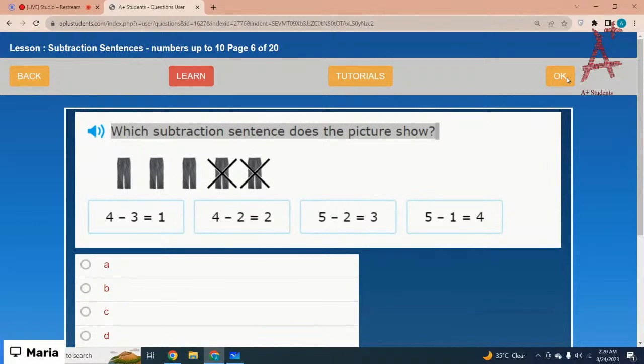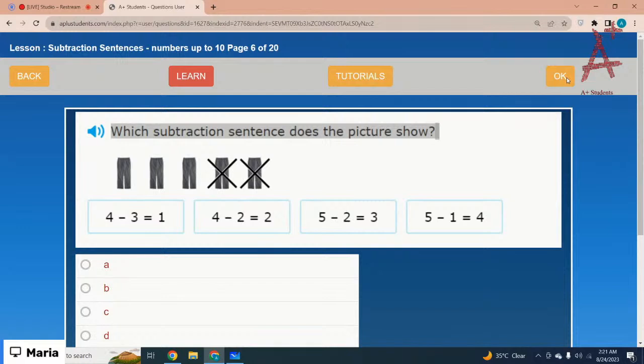Which subtraction sentence does the picture show? So which is the correct option? You have to count the total pence, right? 1, 2, 3, 4, 5 pence. And 2 of them are crossed out, right? That means 5 take away 2. And you have to then count the ones that are not crossed out. So it would be 5 take away 2 equals 3.